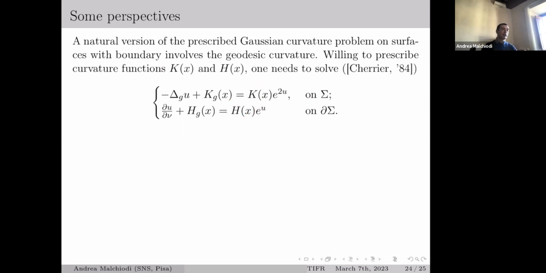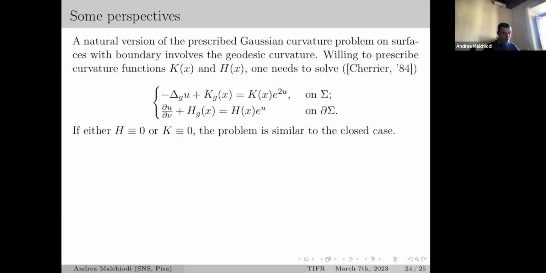as the geodesic curvature at the boundary, then you need to solve the Liouville equation we saw before in the interior, but with a nonlinear boundary condition of exponential type. So here the exponential factor is 1/2 of the one that you have in the interior. And this is also of critical type. So you have similar phenomena involving loss of compactness. Okay, so if one of the two functions h or k is 0, then we are in a situation which is similar to the previous one, okay?